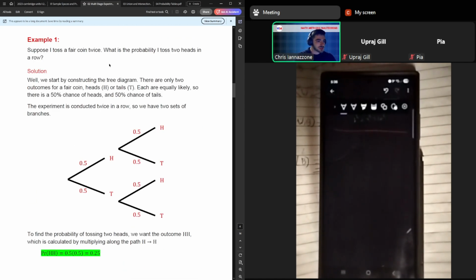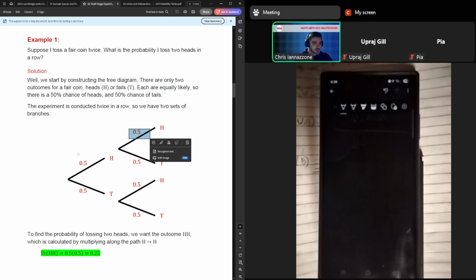So, a basic version of the tree diagram: we toss a coin twice. It's going to be 50-50 no matter what's happening, 50-50 for heads or tails. And so if I want to find the probability of two heads in a row using this tree diagram, I could say head, head, and so 0.5 times 0.5, that's going to get me 0.25.